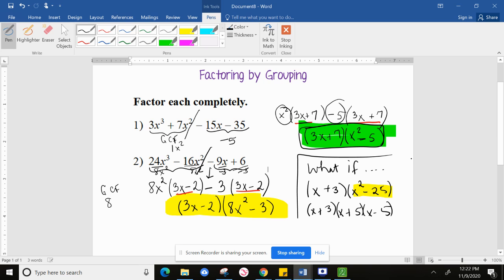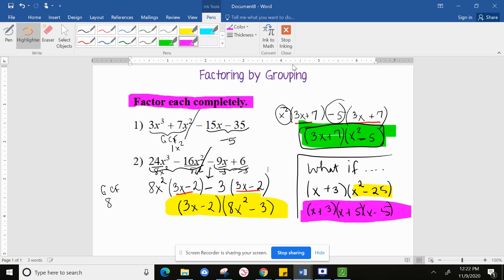So you can have that happen. It doesn't happen all the time, but you always need to double check to make sure that you have factored completely. And that, after all, is the instructions for how to do these problems.